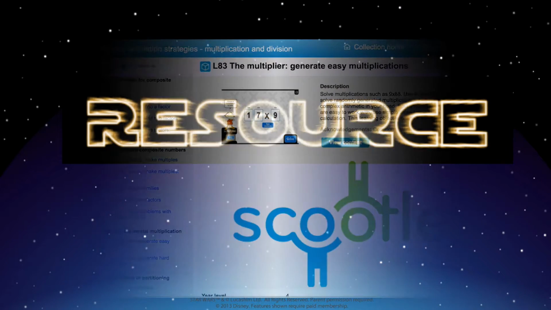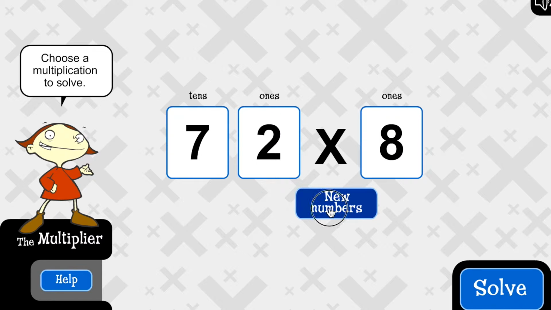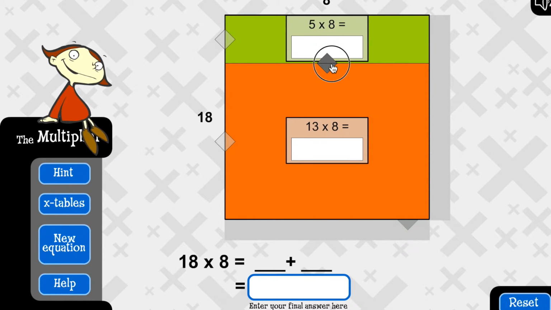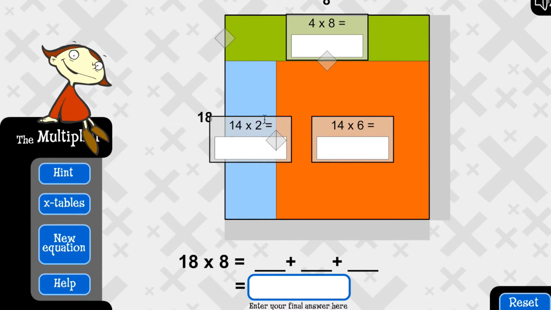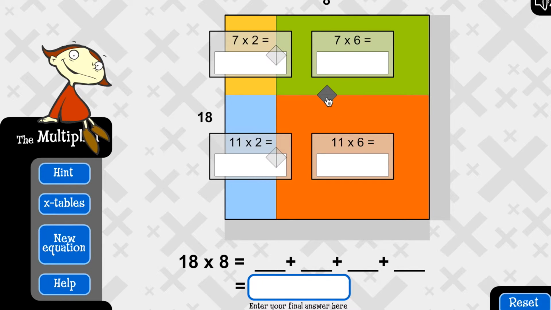The resource. The resource I'll be utilising is by Scoodle. The beginning of the application shows place value tens and ones. 18 times 8 may be a difficult equation for a student to understand. However, using this partitioning tool, it splits up the large equation into 4 separate equations. These 4 separate equations will make it easier for a student to understand.